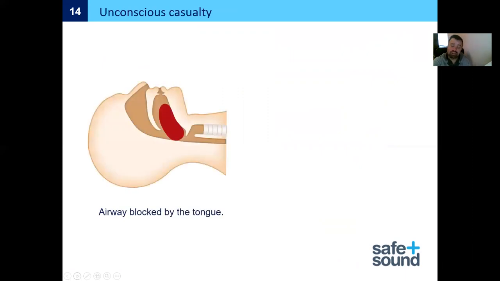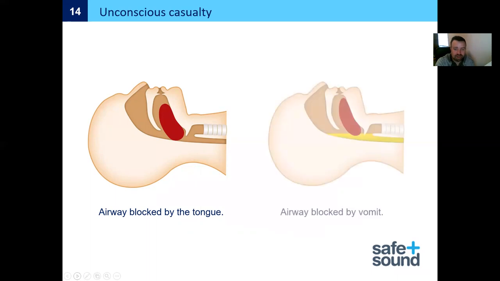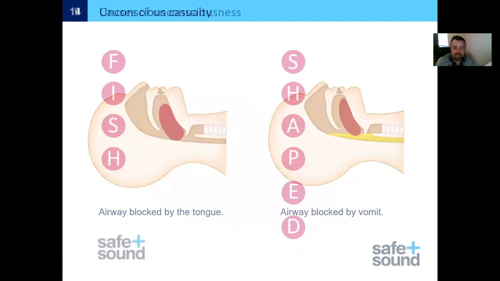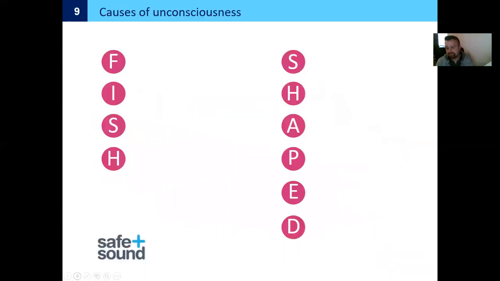When we're dealing with an unconscious casualty and we're talking about the airway, here you can see the head is just in a normal back position and the muscles at the back of the throat and the tongue are just falling back on the esophagus, blocking the airway. Equally, the vomit just sits there and obviously can block the airway. So it's really important that we tip them over.